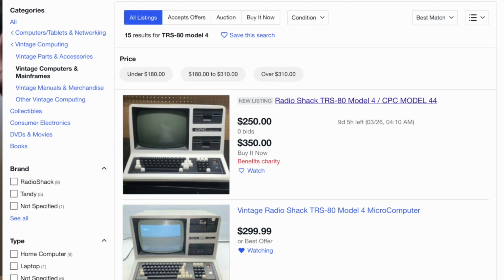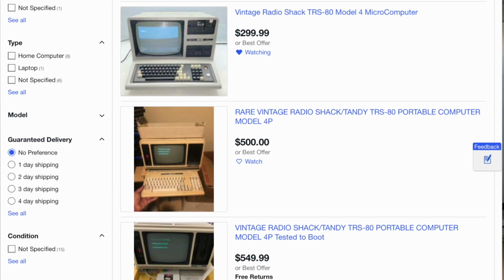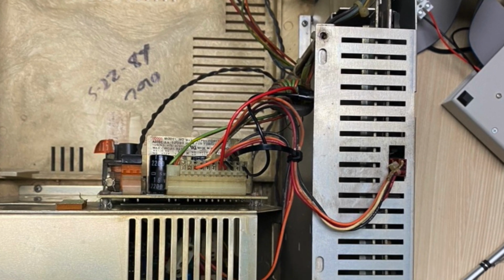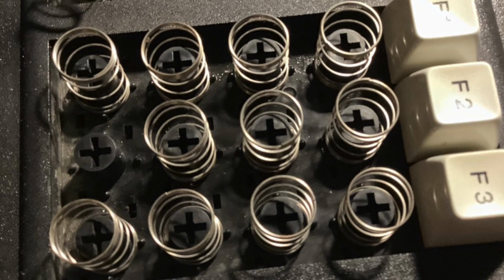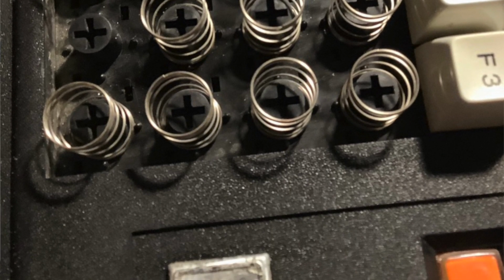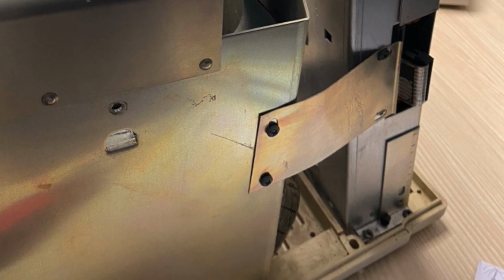Tandy sold a lot of these computers, and so they're relatively easy to find on eBay or Craigslist, and they're also relatively easy to repair, because they're getting old and they do start to fail. For example, I bought this computer from eBay, and when I got it, neither floppy drive worked, and it was in a pretty sorry state.